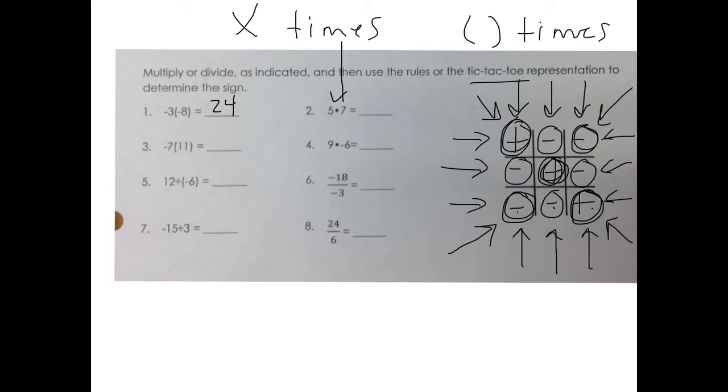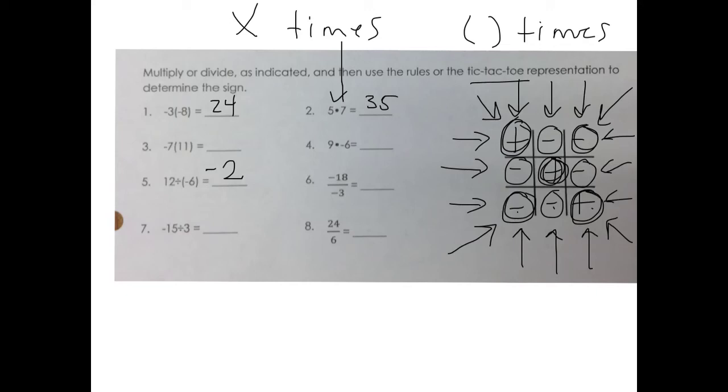5 times 7, 35, and then look at our rules. Positive, positive, stays positive. Okay. Let's skip down to number 5. 12 divided by negative 6. So 12 divided by 6 is 2, positive, negative, opposite signs, so we take a negative.